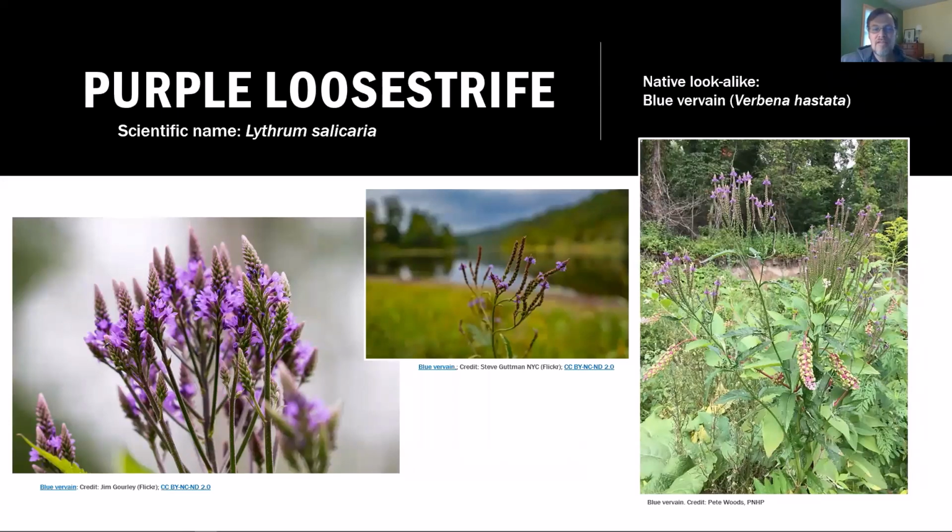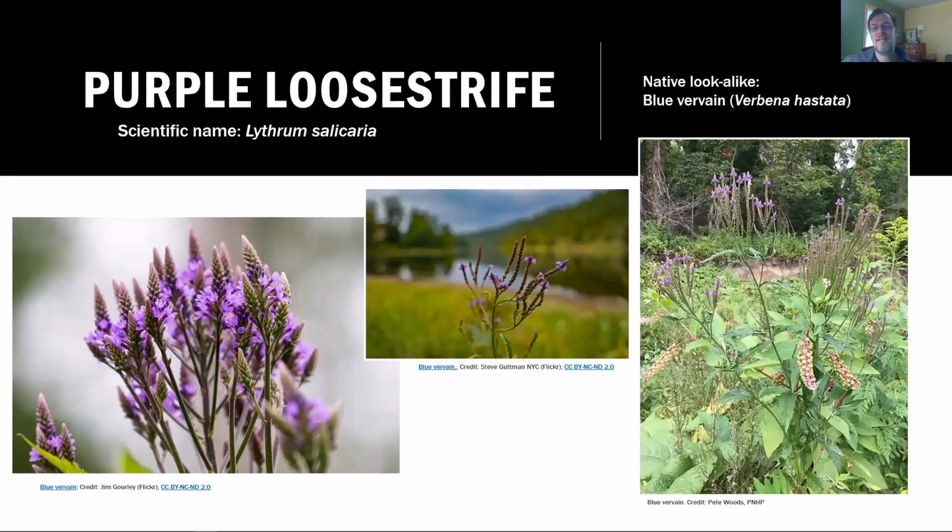Next slide. There are other native plants that are tall with spikes of purple flowers, and blue vervain is one of those. I wouldn't have said this one was a lookalike for purple loosestrife, but I heard about a case where a crew of people was sent out to eradicate a big stand of purple loosestrife, and they pulled it all out, and only later on someone figured out that they destroyed a big stand of blue vervain, which is a beautiful native plant. It's a great nectar plant for our pollinators. So please identify your plants carefully before you go out and eradicate them.